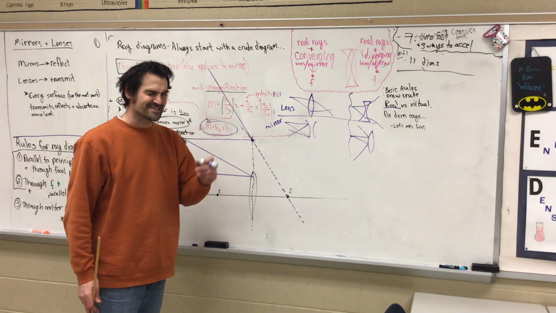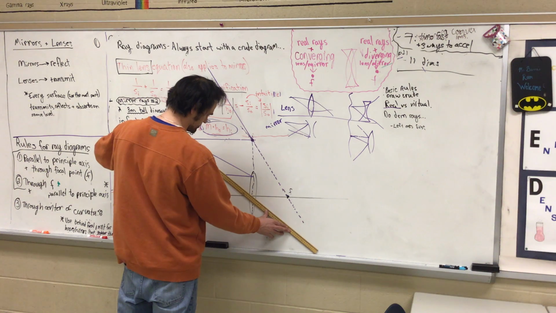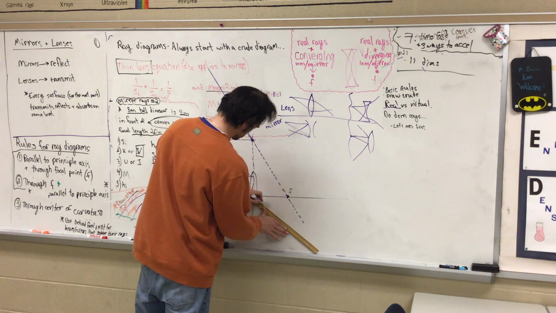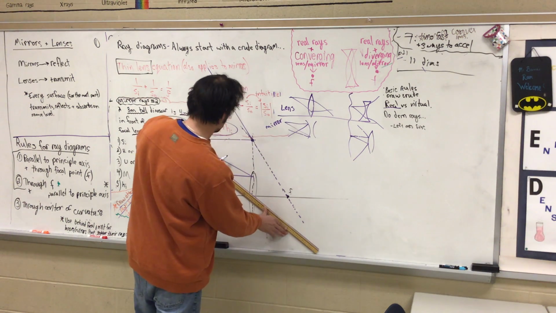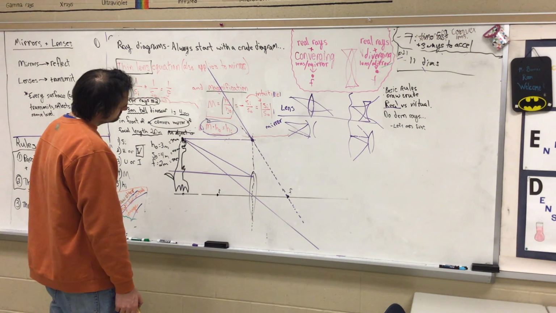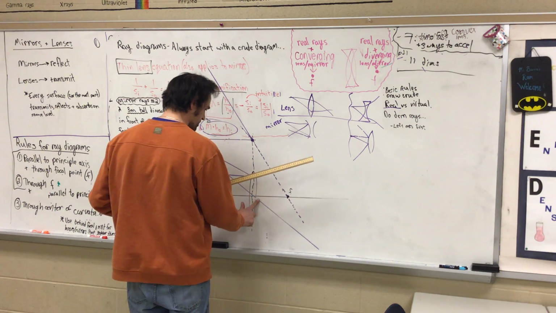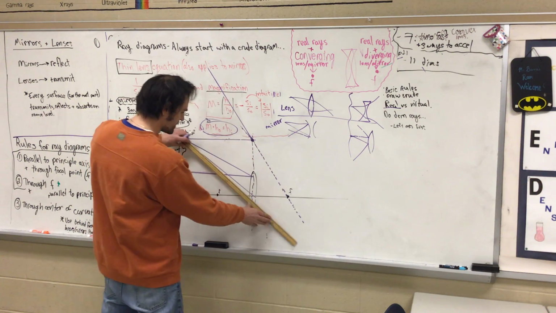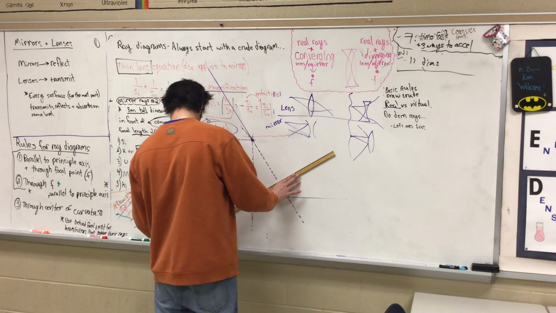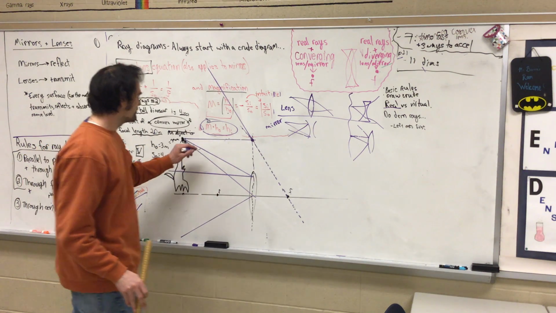And rule number 3, through the center. Oh, gotcha. I'm sorry. Once it gets to the center, it's a mirror, it's not a lens, so it's going to reflect back this way. And you notice that, oh, I should have drawn arrows on these. This is going this way, this is going this way.